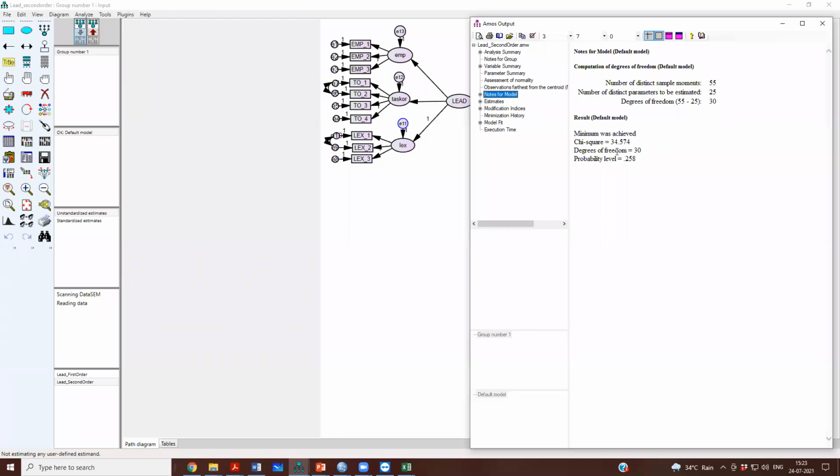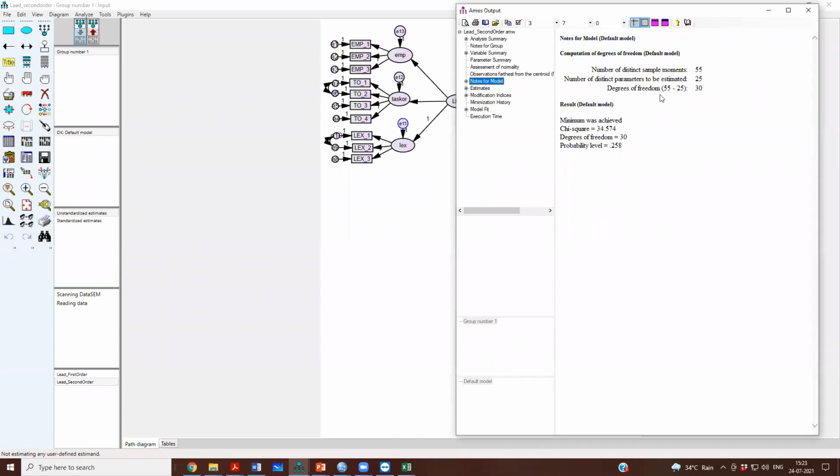So what have we got? We have got the model fit, which is exactly the same as the first order factor. So the model fit will not change. Whatever model fit you were getting in the first order factor model, the same model fit you are going to get in the second order factor model. The degrees of freedom are also not going to change. They will still be 30.